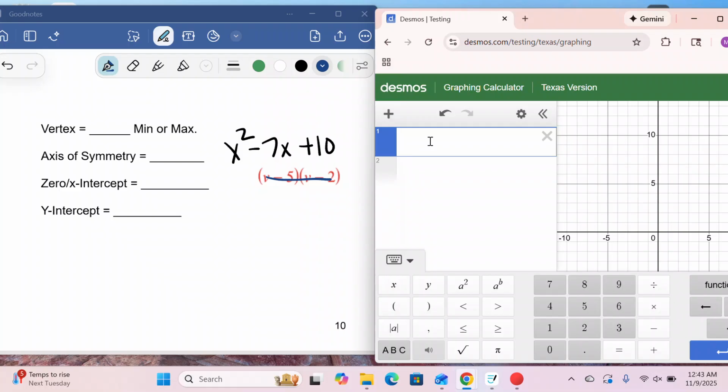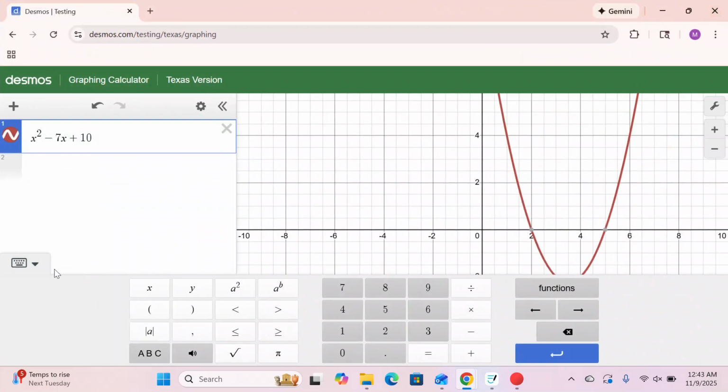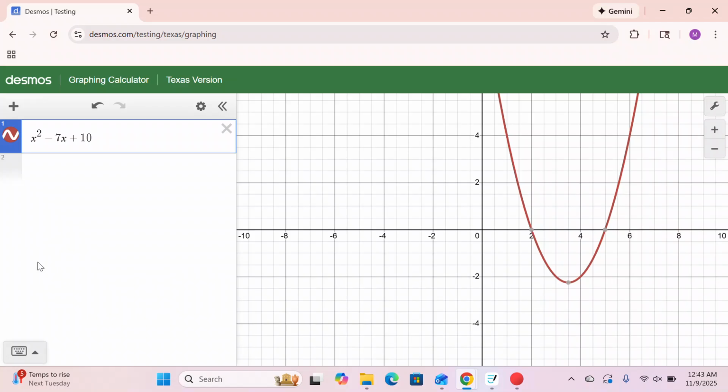So I'm going to input it into my Desmos. I'm going to put x and then a square, and then input negative 7x plus 10. As you can see in my Desmos, it does graph my U shape. Before we get into answering, we can talk about the different characteristics of this quadratic. By looking at it, we can already see some grayed out dots that give us the key features of the graph.